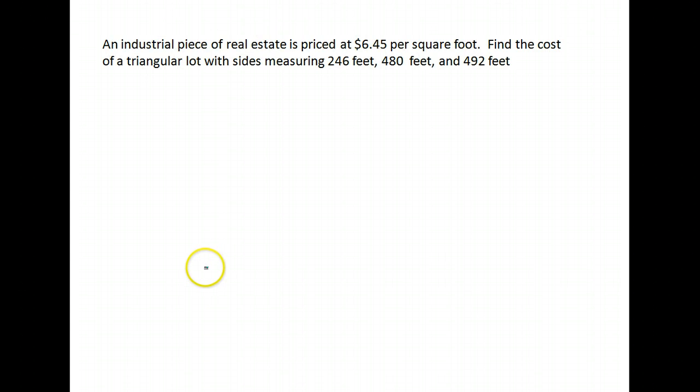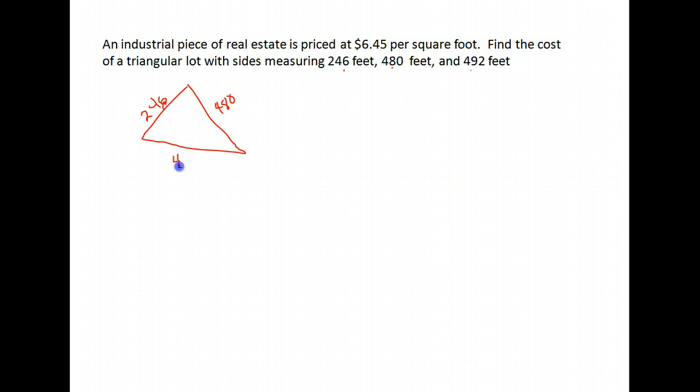All right, let's do an application of the area of a triangle. It says an industrial piece of real estate is priced at $6.45 per square foot. Find the cost of a triangular lot with sides measuring 246, 480, and 492. So what I have, very poorly drawn, is a triangular piece of real estate.